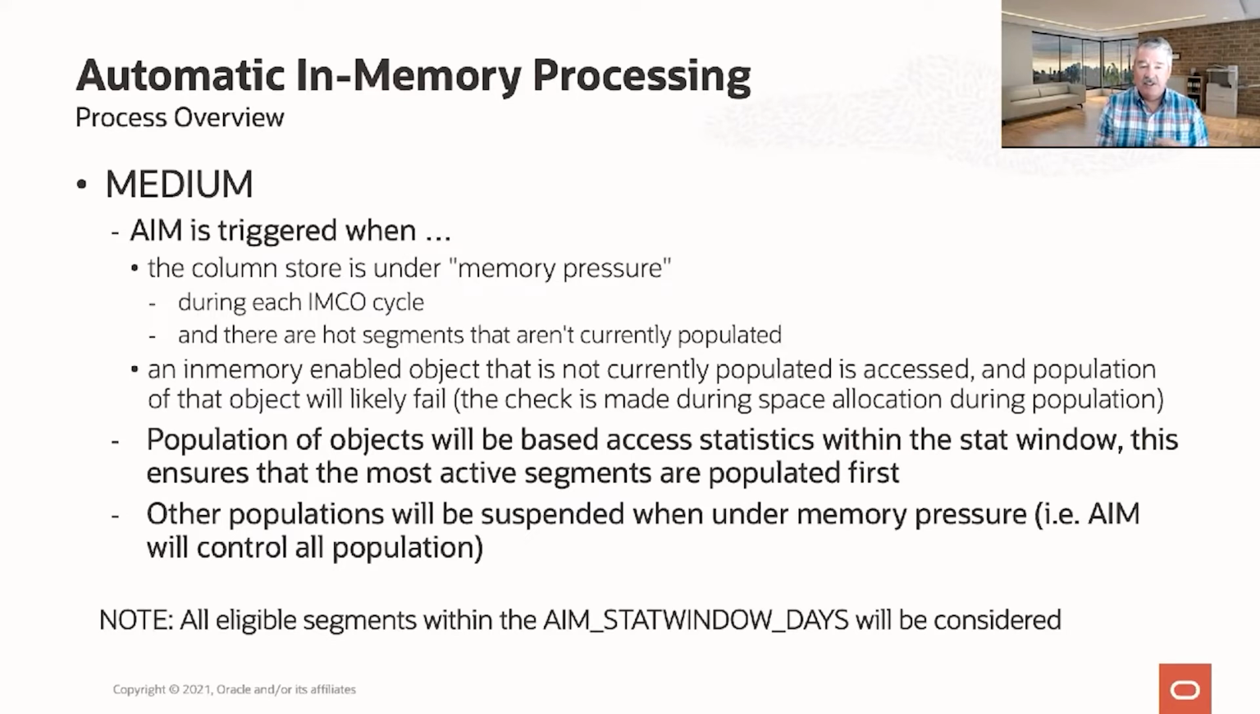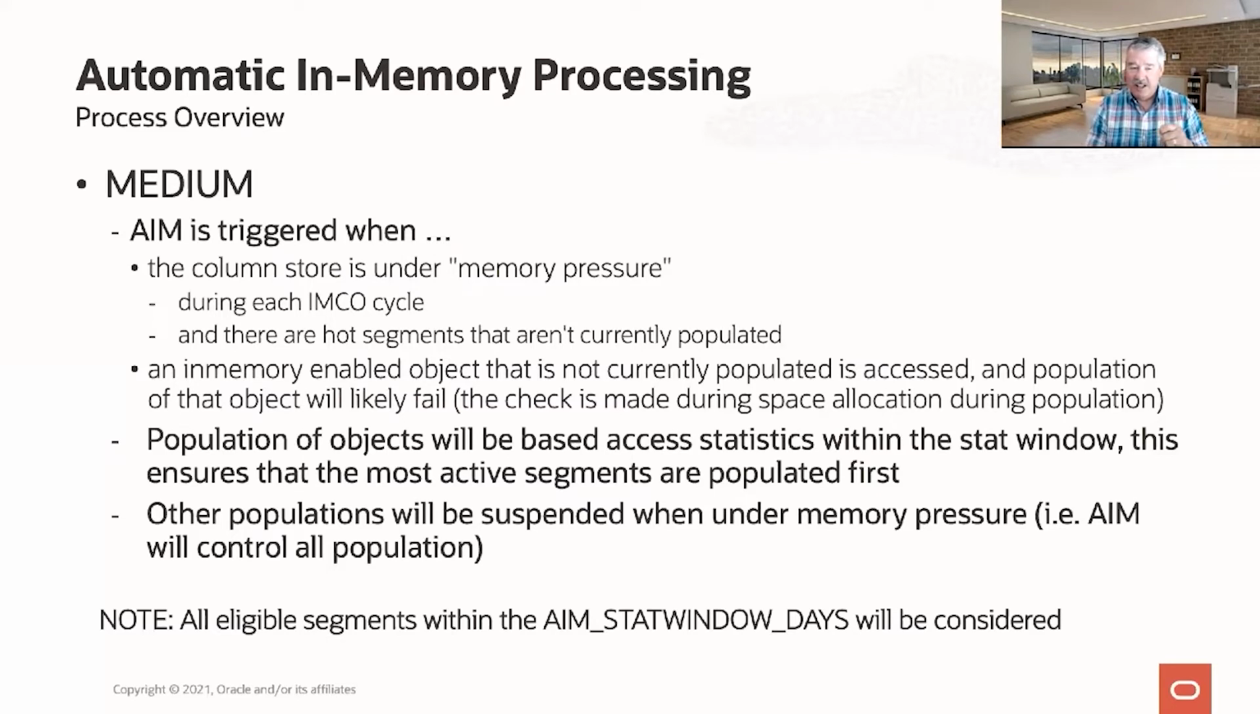And then we have this idea of IMCO, in-memory coordinator. It's a background process that manages the column store for repopulation when data changes. And we've tacked on the AIM processing into that cycle. So it kicks off a task, and we'll talk about tasks as well. And the other way this works is that if an in-memory object is enabled and not currently populated, but it gets accessed, and it's had enough accesses that it's more accessed than other objects. In other words, it's hotter than some of the cold objects.